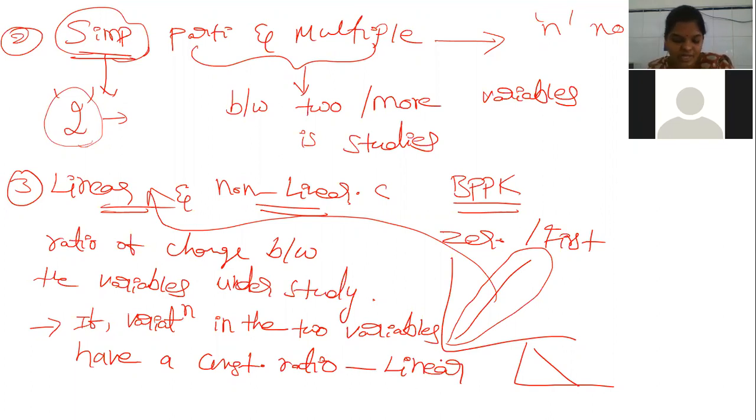See, once again, you just check it down. The distinction between linear and non-linear correlation is based upon the ratio of change between the variables under study. If the variation in the values of two variables has a constant ratio, then we may call it linear correlation. Okay. So you just find out how the variable x and the variable y values follow linear correlation.